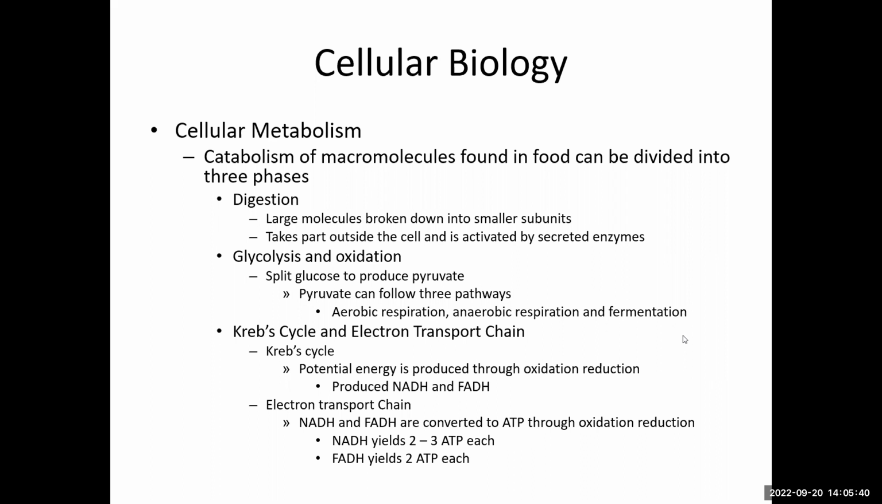When we go through aerobic respiration, NADH and FADH are going to be converted to ATP through a process called oxidation and reduction, and we're going to get an enormous amount of ATP left. NADH is going to yield anywhere from 2 to 3 ATP, and FADH will always give us, for 1 FADH, 2 ATP. So we are making a lot of ATP with a little bit of investment of our potential energy.